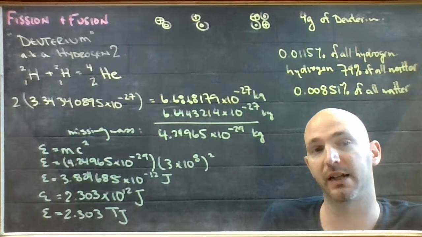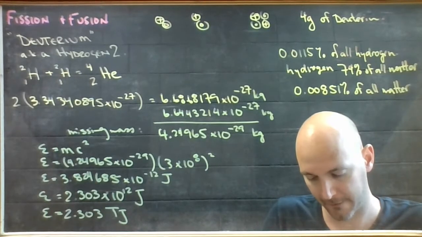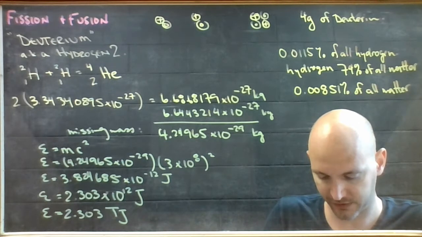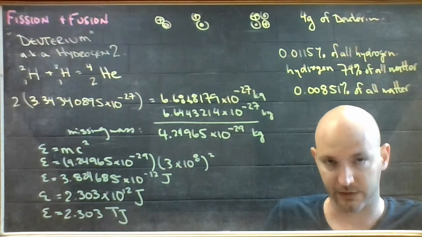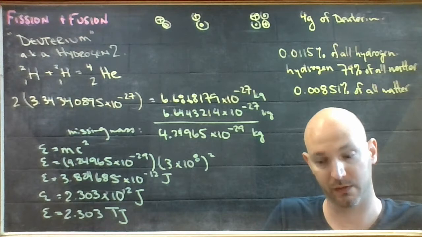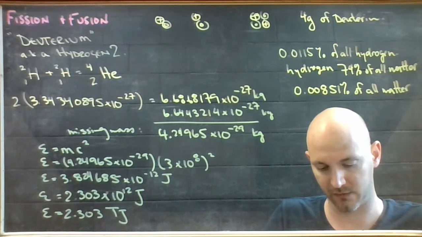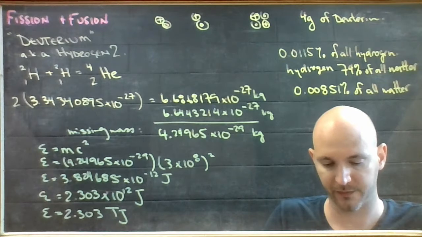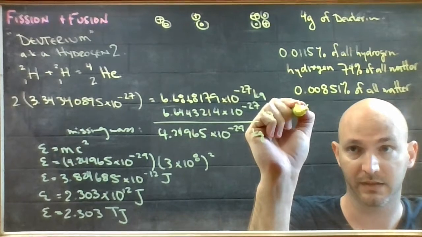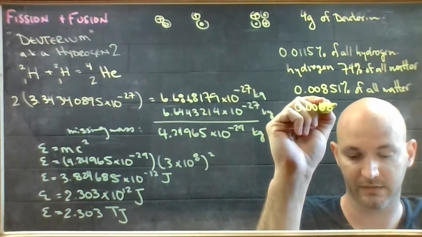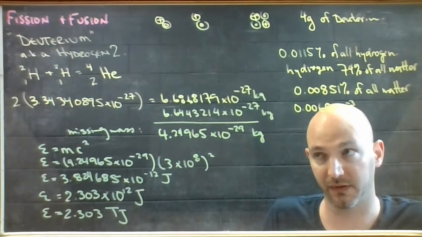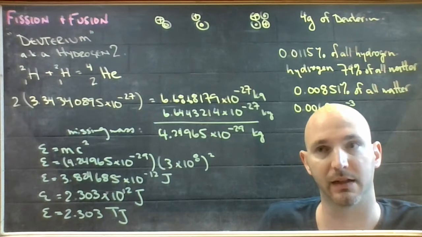So just on average, if I were to take that number and multiply it by your mass, 80 kilograms, I get, my calculator is failing, 80 kilograms times 0.00851. I end up with 0.0068 times 10 to the minus 3. So there's 6.8 milligrams of deuterium in your body right now.